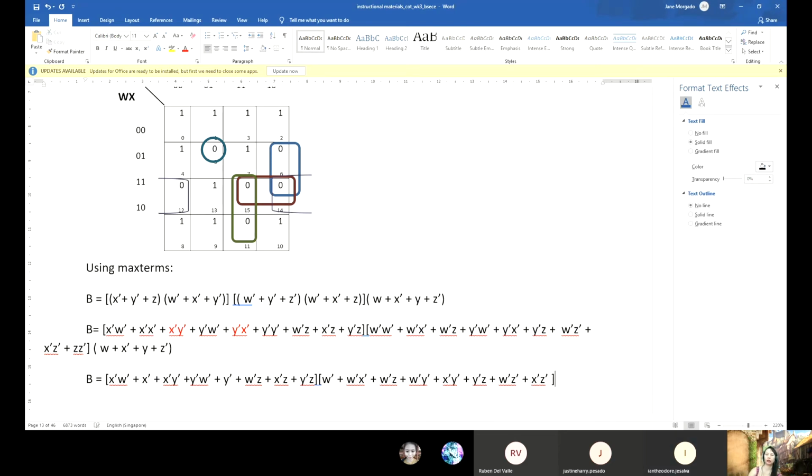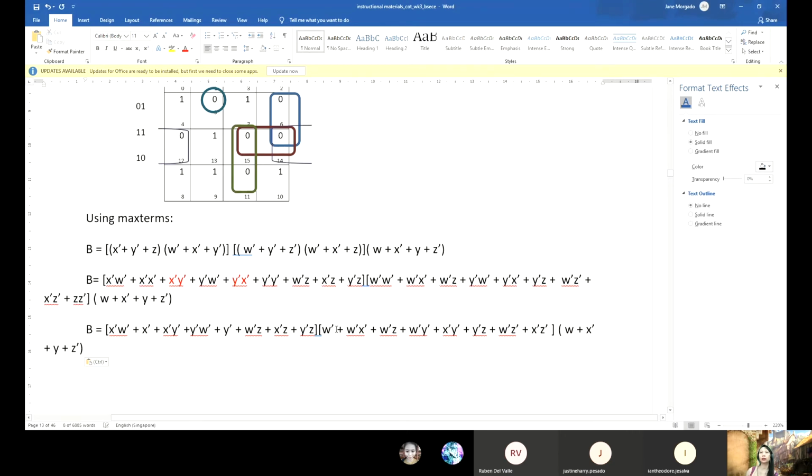Okay. Question, class? Any question? If you have question, please comment, feedback. None so far? Can you follow? Okay, w prime x prime, w prime z, y prime w prime, x prime y prime, z, w prime z prime. Okay. X prime z prime, z z prime is 0. Okay. E is equal to what? Okay.